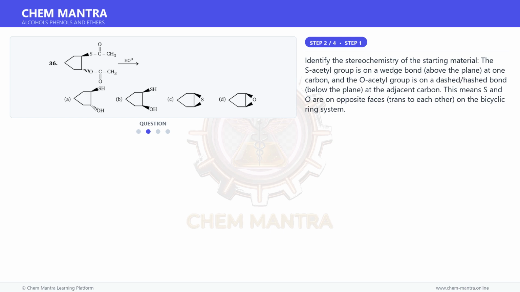Moving on to the next step. Identify the stereochemistry of the starting material. The S-acetyl group is on a wedge bond above the plane at one carbon and the O-acetyl group is on a dashed bond below the plane at the adjacent carbon. This means S and O are on opposite faces, trans to each other, on the bicyclic ring system.